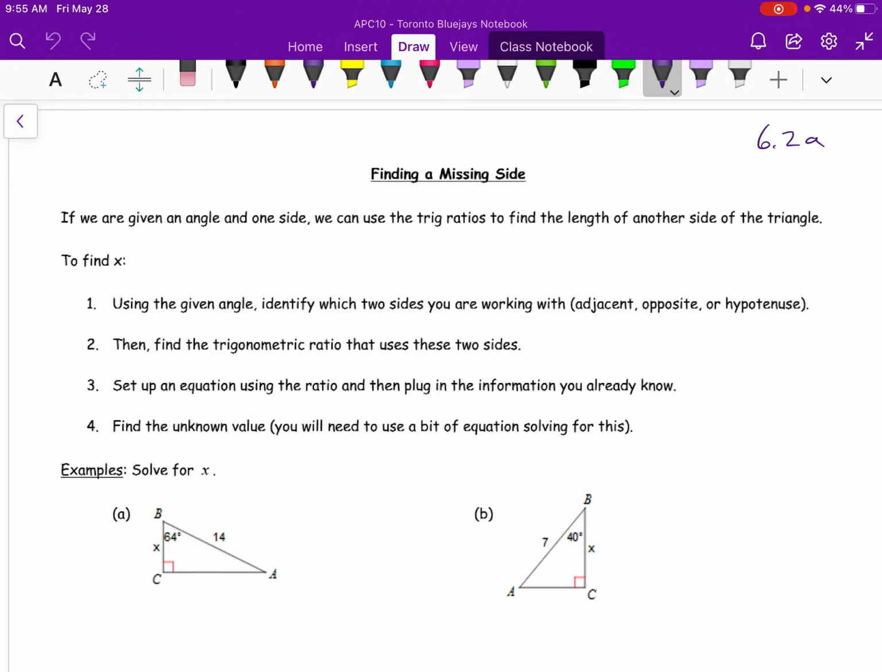On to our next lesson, finding a missing side. This lesson, I think, should be expanded a little bit, the title. Specifically, we're talking about right angle triangles, or I call them right triangles. So we can go through the list here. If we are given one side and one angle, we can use the trig ratios to find the length of another side.